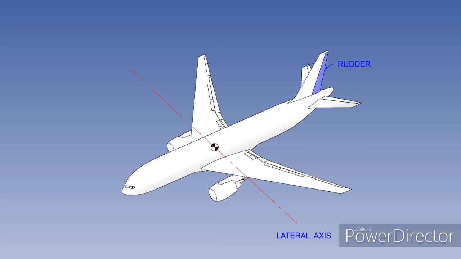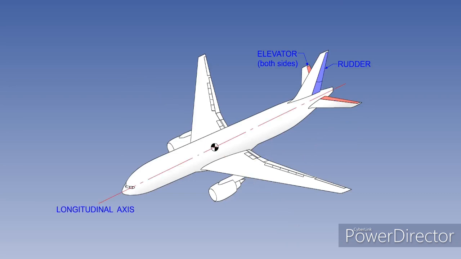The lateral axis passes through the CG running parallel to a line passing through the wingtips. And movement around this axis is called pitch. The control surfaces are the elevators, which move up and down together to give longitudinal control and are mounted on the trailing edge of the tailplane.